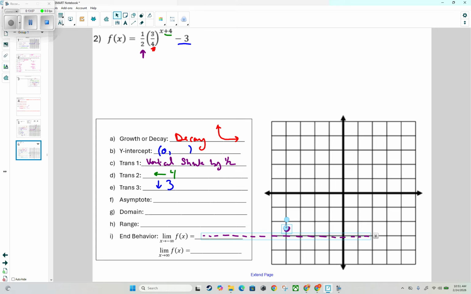Notice I was going down by halves, so watch out for that. All right, so that's where that dot is. I'm going to move that asymptote so that the asymptote fits on the page. He's officially there. All right.